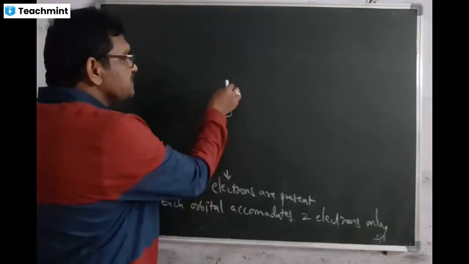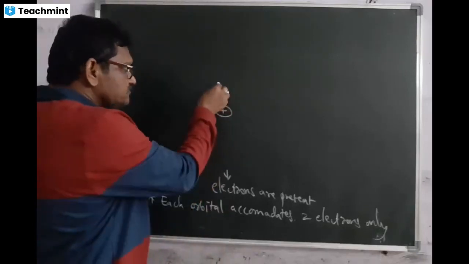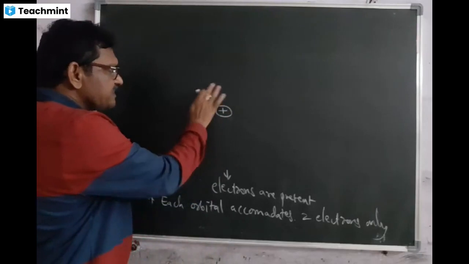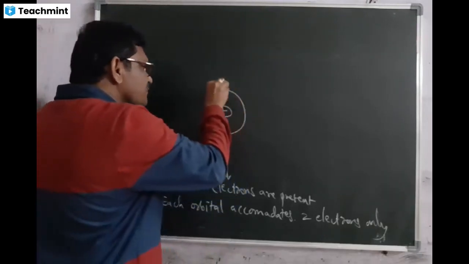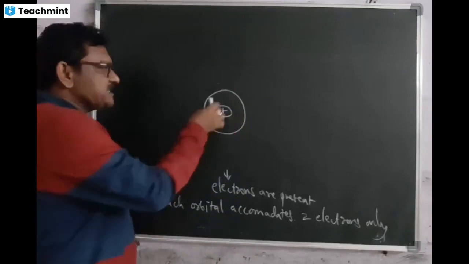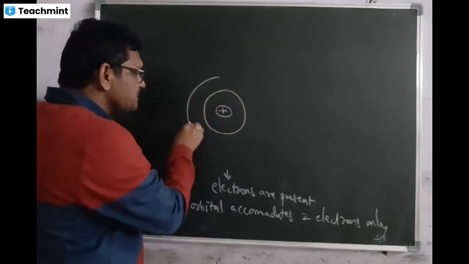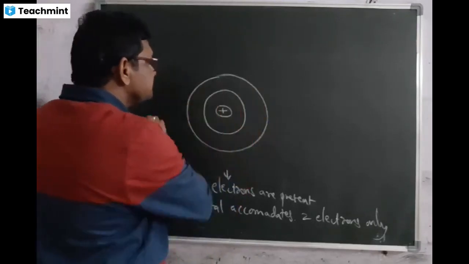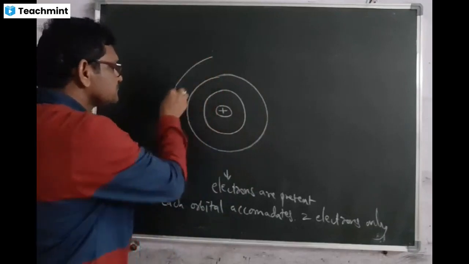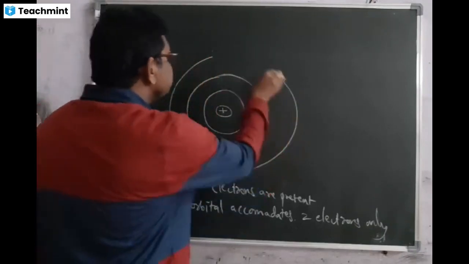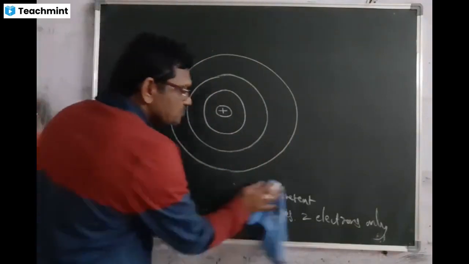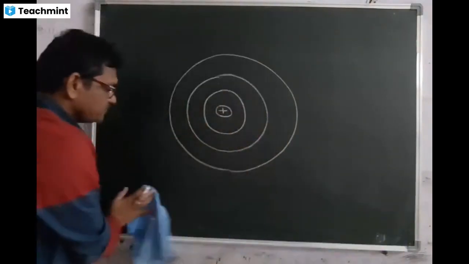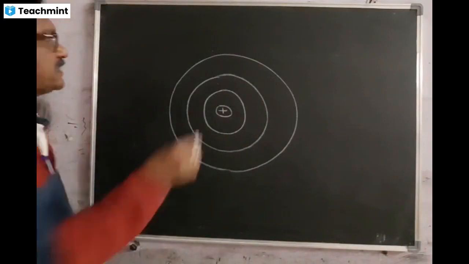Due to its positive charge, what happens? Electrons are revolving around the nucleus in circular paths, which are called what? Shells. You know, these are called shells. See, this is the first shell. I am writing this is the second shell, this is the third shell. Then I want to show the fourth shell also, for your understanding.